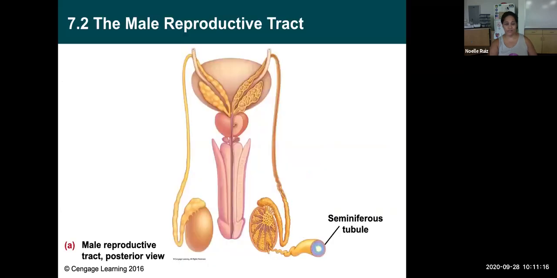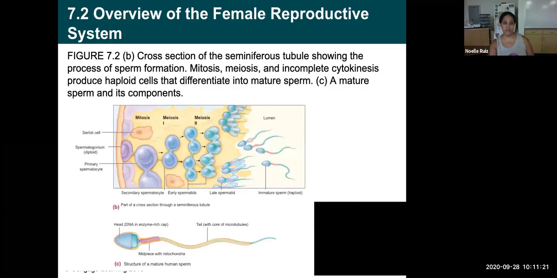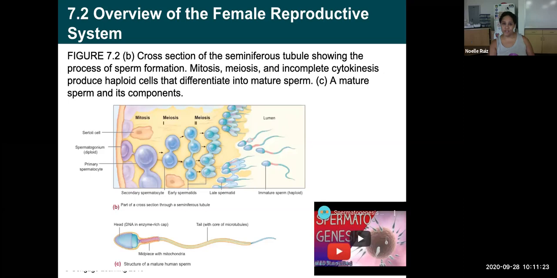This is what it looks like from the front, the male. And then you have the cross-section of the seminiferous tubule where all the good stuff happens. This is where sperm actually forms. Mitosis, meiosis, and then incomplete cytokinesis produce haploid cells with half the number of chromosomes that differentiate into mature sperm. And then part C is the structure of a mature human sperm. The head, the midpiece has a lot of mitochondria. Mitochondria is for energy because those little guys need to swim. And then the tail for swimming too.